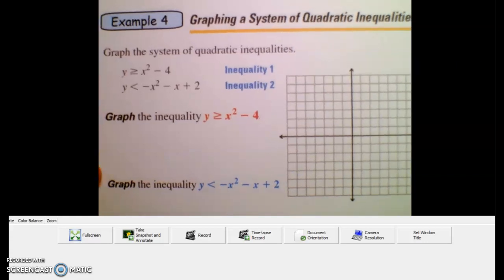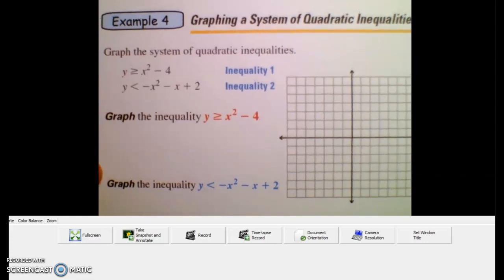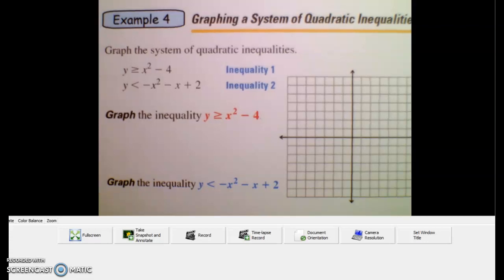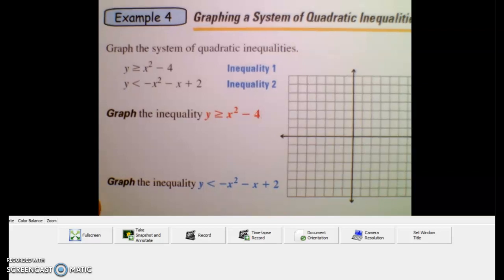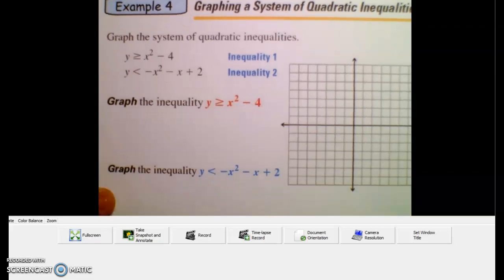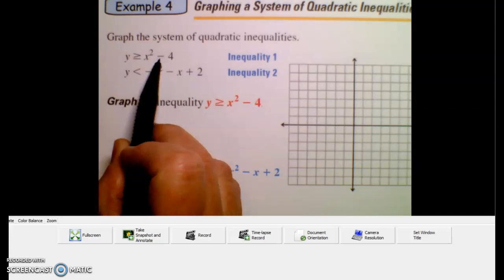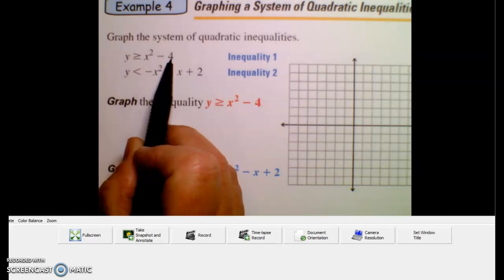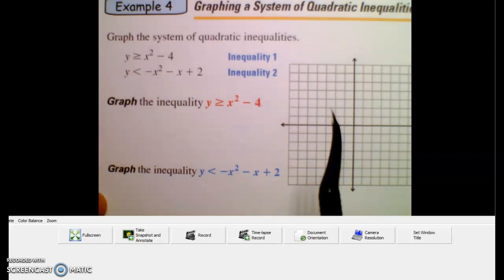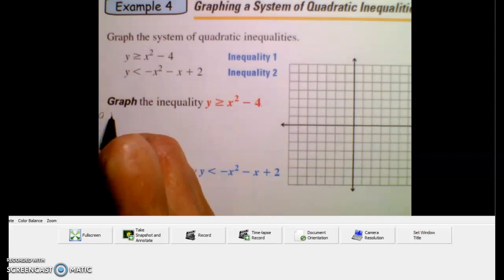So this is the last example in the graphing systems of quadratic inequalities. We've already graphed 3 different examples of quadratic inequalities. Now we're going to do a system, and a system just means more than one equation or more than one inequality. So we're going to start with a nice easy one, where this one is in transformational form, so it's in vertex form. I'm going to start by graphing that one, and A is I need the vertex.